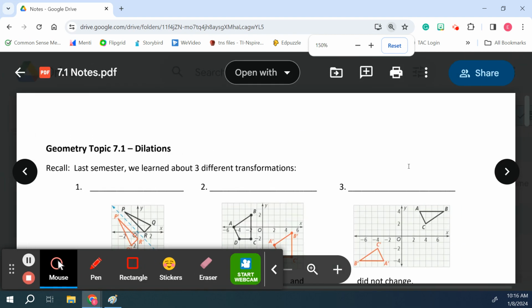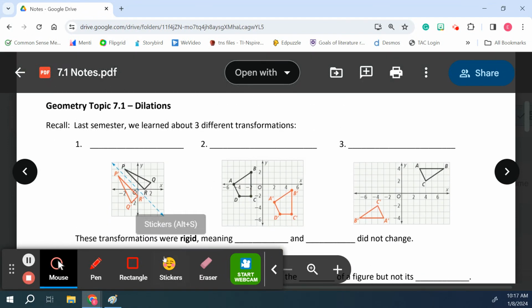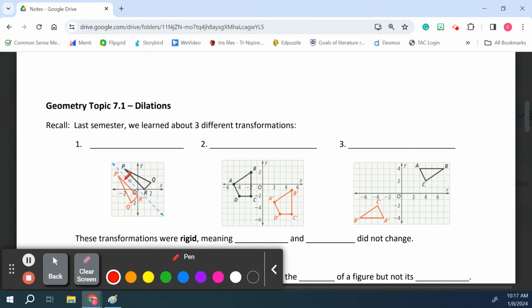All right. So on 7.1, dilations. Recall last semester we learned about 3 different transformations. We learned about this one, which is a reflection. This one was a translation. And this happy fellow right here was a rotation.